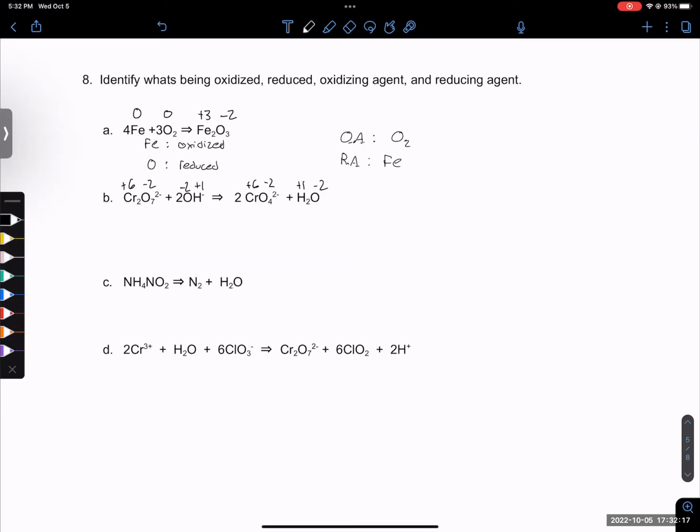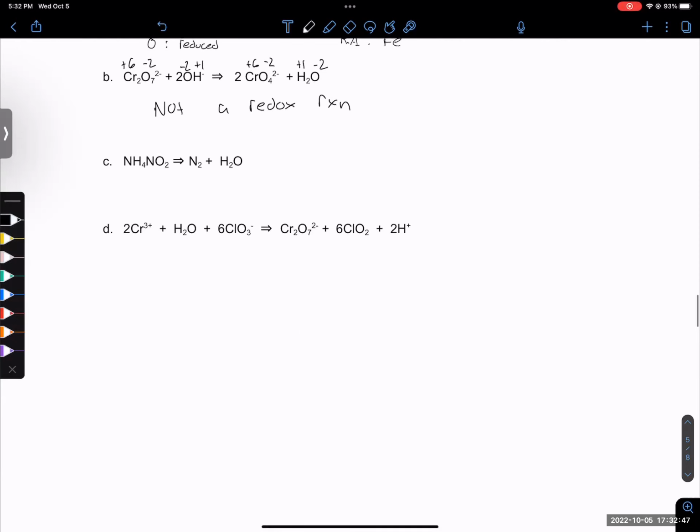What's the oxidizing agent? Or what's being oxidized here? It's not redox. So there's no reducing agent or oxidizing agent. Okay, yeah, so say it with your chest: this is not a redox reaction, right? Okay, what about this? Yeah. Why is it not a redox reaction?